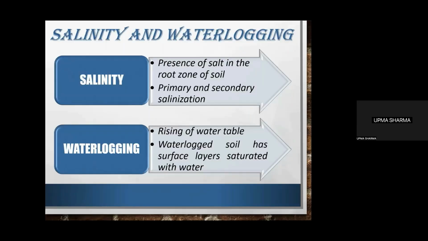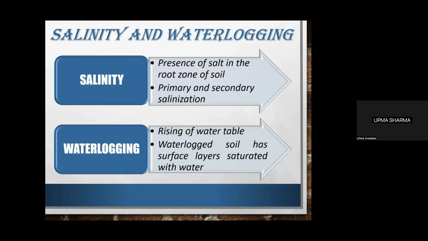So now, I would like to introduce you to the words salinity and waterlogging, as I know everybody must have heard these names. Salinity is the presence of salt in the root zone of the soil. There are two types of salinization, primary and secondary, which I will describe in the coming slides. Now, waterlogging is the rising of the water table. What are waterlogged soils? Soils which have surface layers completely saturated with water.